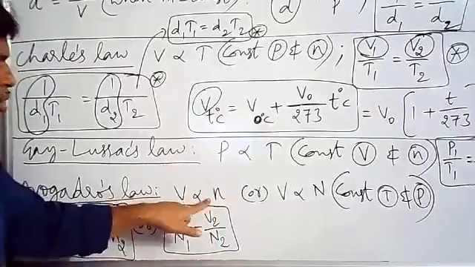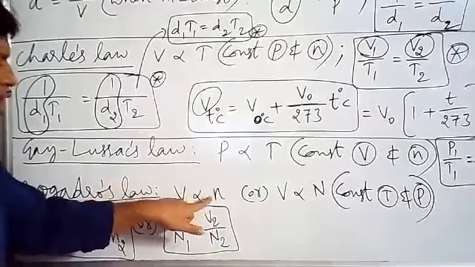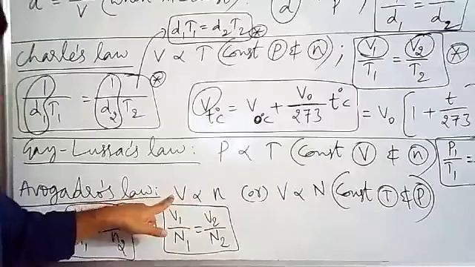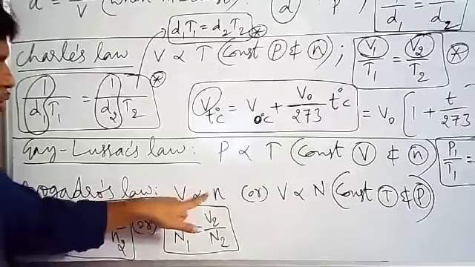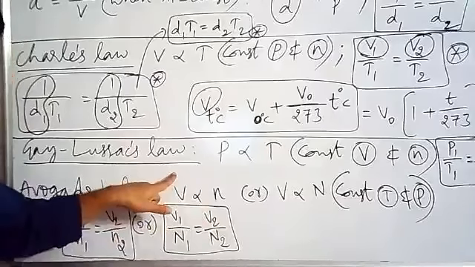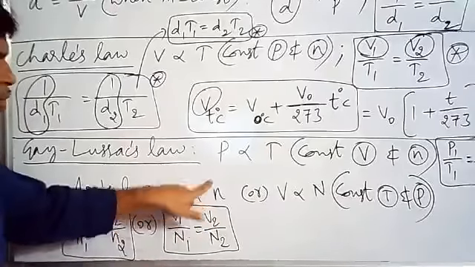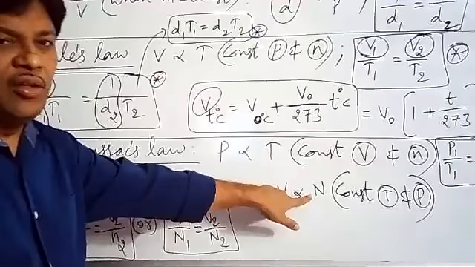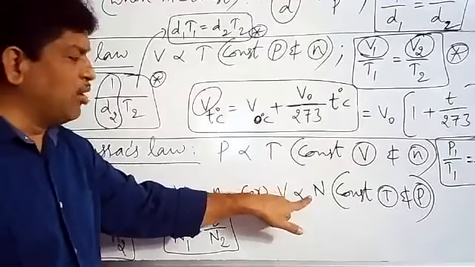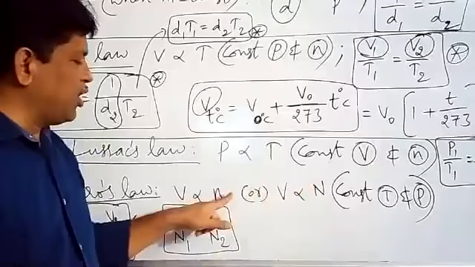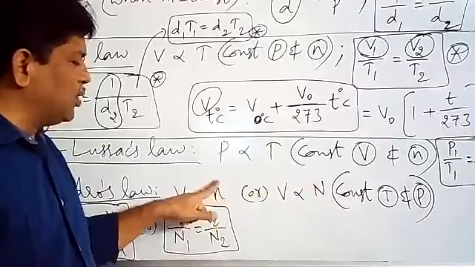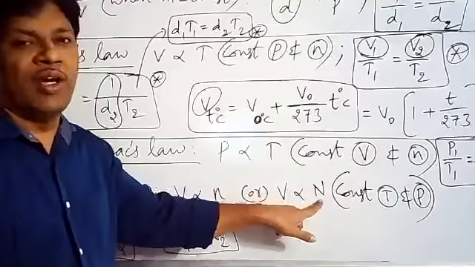If you take 1 mole, 22.4 liters. If you take 2 moles, 44.8 liters. That means when you increase the number of moles, volume also will increase. When it is 1 mole, the number of molecules N is the Avogadro number. If you take 2 moles of gas, it will be 2 into Avogadro number.